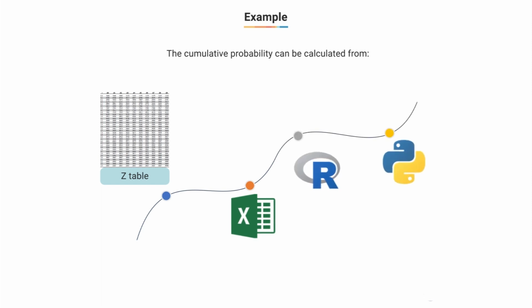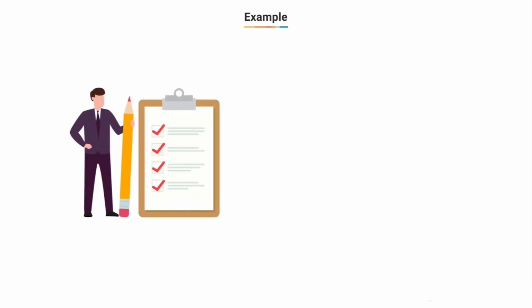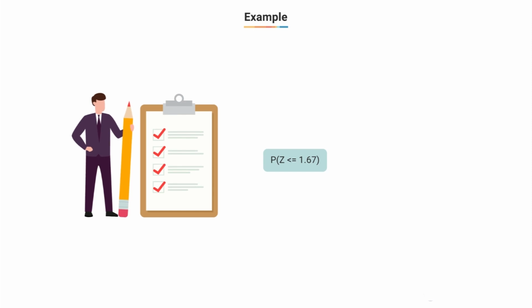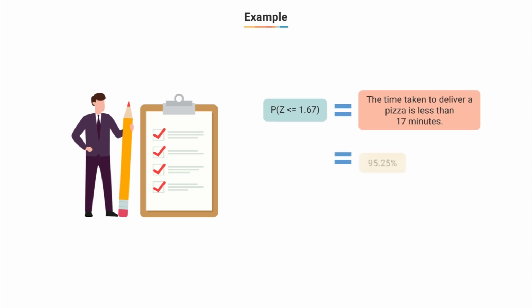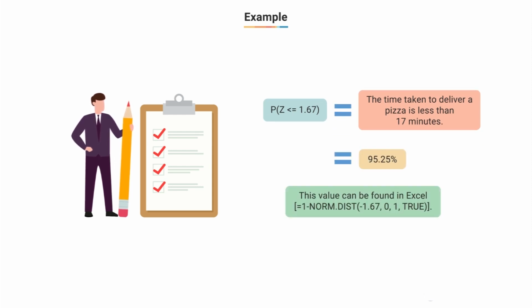This kind of calculation can be easily done from the z table, Excel, and various other programs like R and Python. Thus, we now have the probability of z less than 1.67, or the pizza delivery commute time which is less than 17 minutes, which is approximately 95.25%. In Excel, this can be found using the function 1 minus NORM.DIST(minus 1.67, 0, 1, TRUE), or we can also use the z table here.